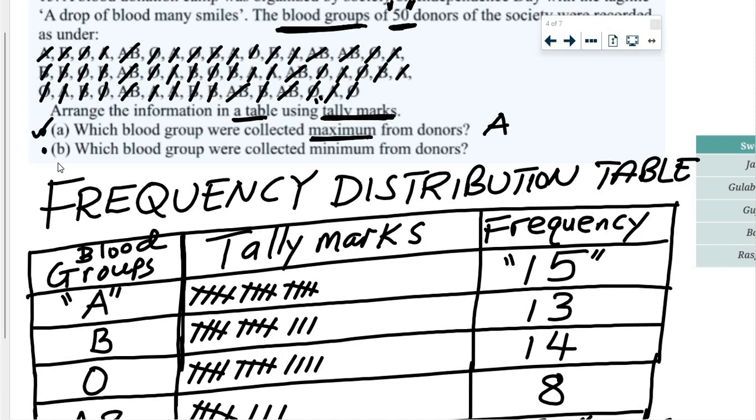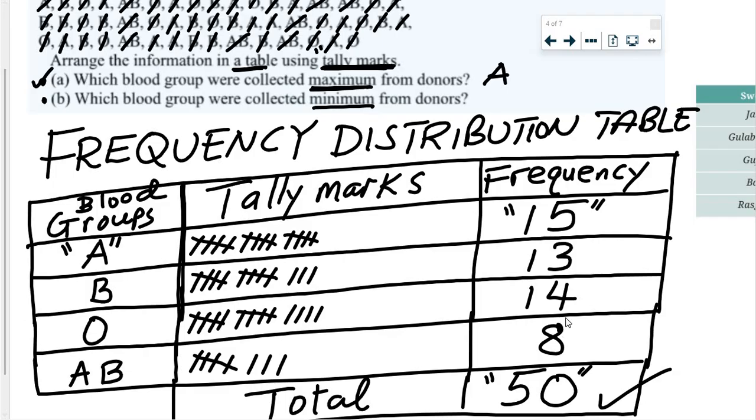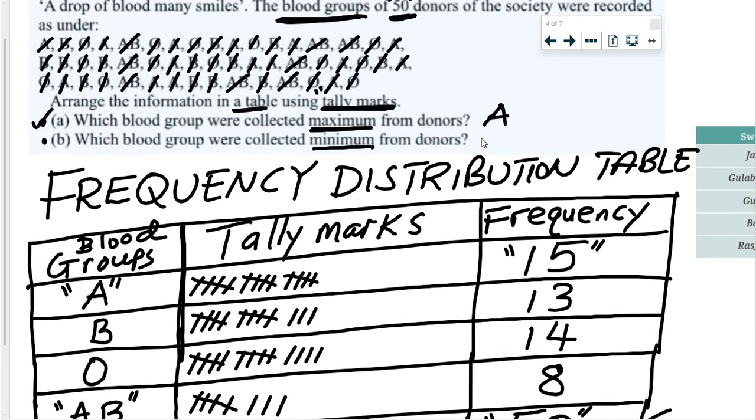Question number 2. Which blood group was collected minimum? Do the opposite. Look for the lowest frequency, which is 8, and the blood group is AB. So here is A, and here is AB. Okay, so that question is done.